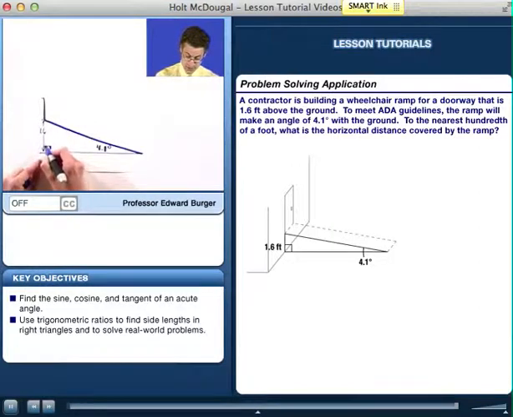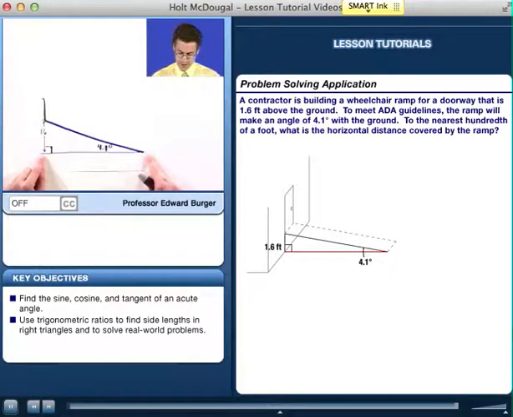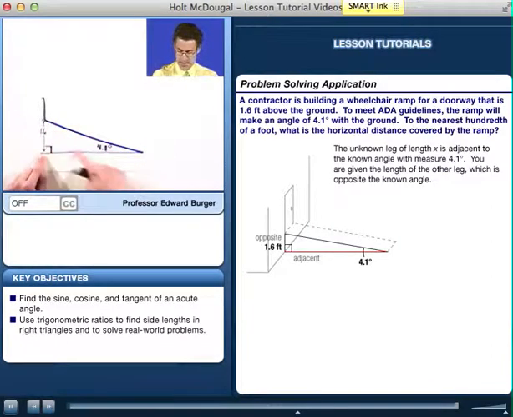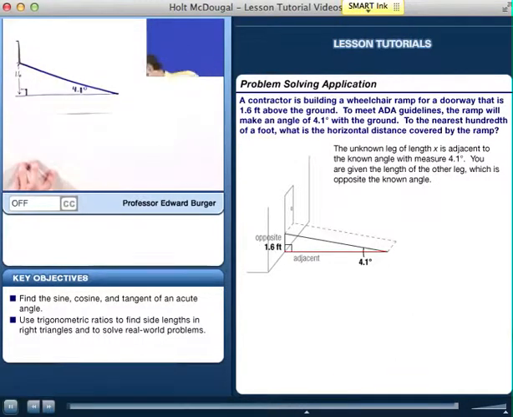This is a right triangle, obviously. And so now I want to know, where should I start building the ramp? This is a perfectly great question, right? You got to know, where do I start to get that angle? So I want to find this length right here. Well, that's this side that, notice, is adjacent to this angle. So I know an adjacent leg, and I know the opposite leg. How can I find that with respect to this angle of 4.1?